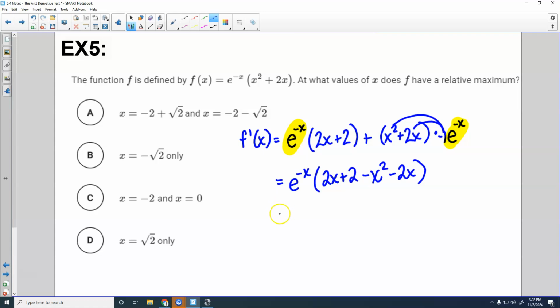I think we had one that looked a lot like this yesterday. The 2x and the negative 2x cancel out, and we've got 2 minus x squared.